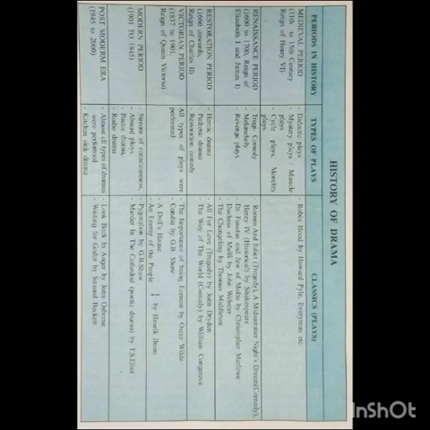A short chart of the history of drama. We have periods in history, then types of plays, and classics, means names of the plays. Our first period is the medieval period. It begins in the 11th and ends in the 15th century. It is called the reign of Henry VI.